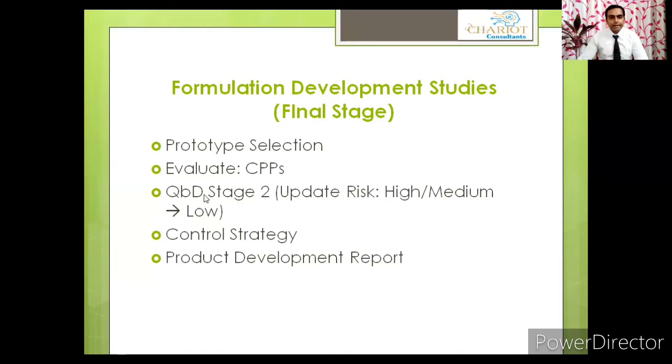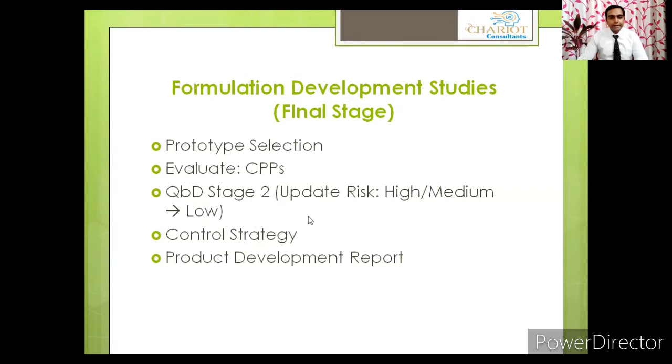So initially we talked about QbD stage 1, in which we evaluated the risk, whether the risk was high or medium. We need to concentrate only on those risks which are on the high or the medium scale. And based on whatever experiments we have done, and whatever critical process parameters we have evaluated and challenged, based on our data we can now reduce the risk from high or medium to low.